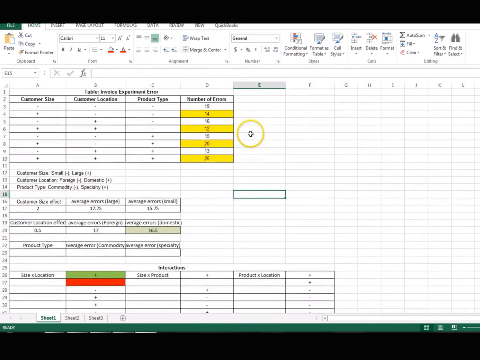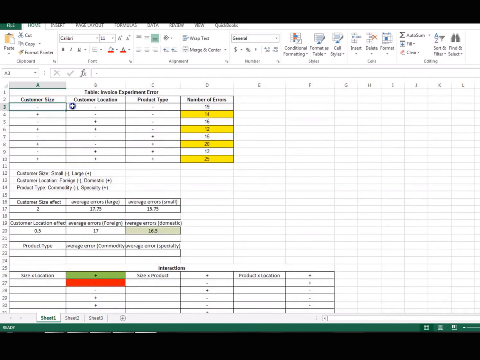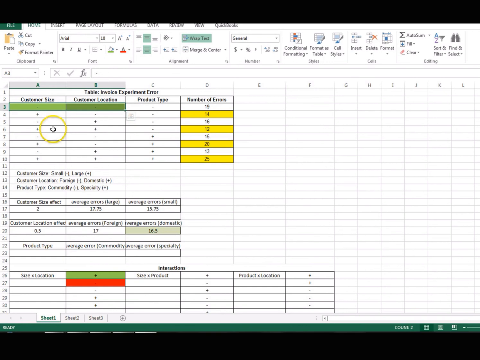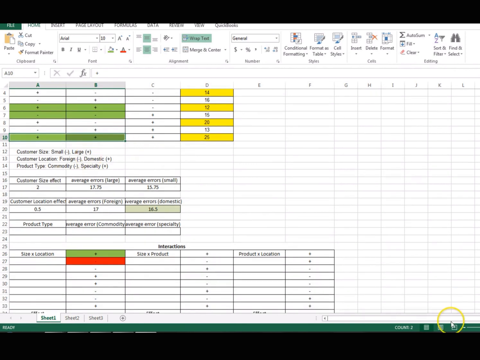Okay? So, if these two are the same, I'm going to highlight them both in green. These two are the same, green. These two are identical, green. These two are identical, green. These two are different, these two are different, these two are different, these two are different. If you notice, there is a connection between this.